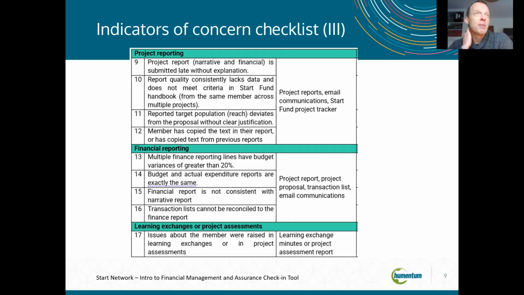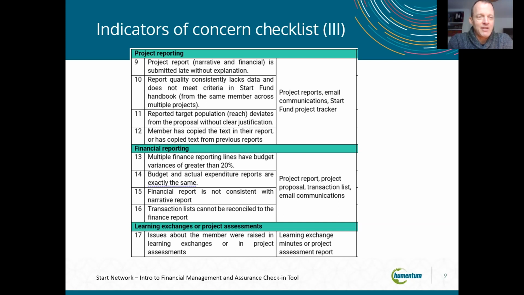So this is the second page of this checklist. It indicates issues with project reports. For example, the target population is different to the original proposal, if there's a lack of quality data, or if there's late reporting, and that's both late project reporting and late financial reporting.